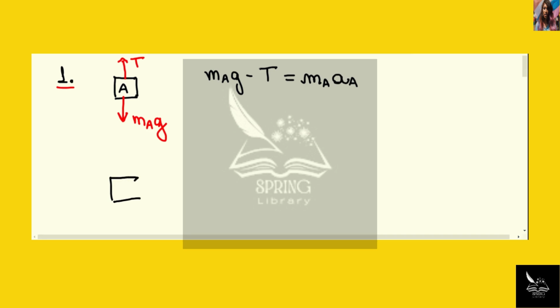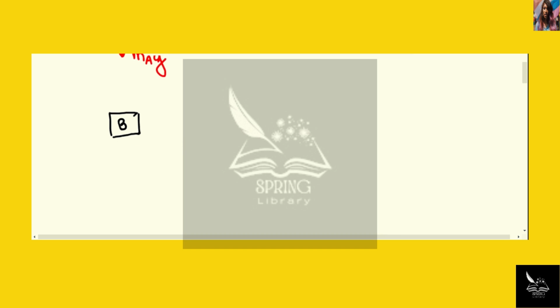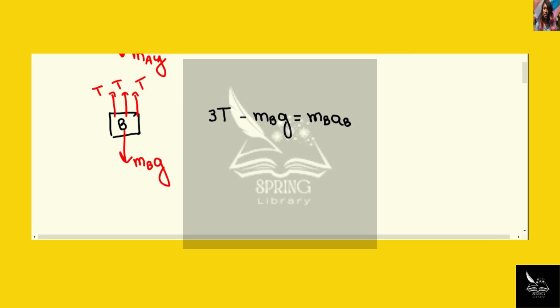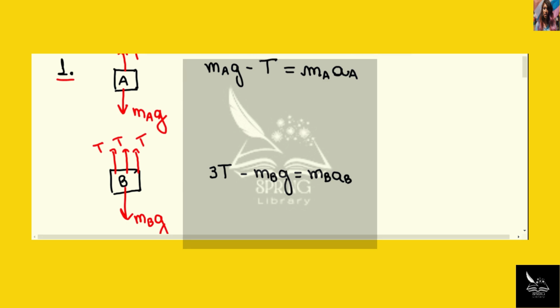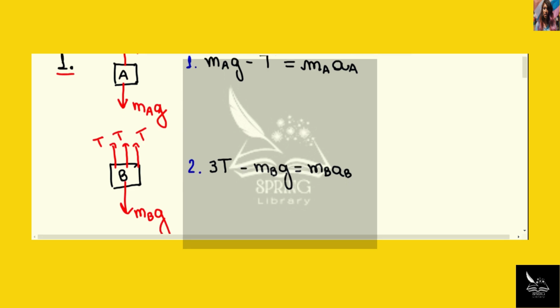Now, for block B, we also have the gravitational force pulling it down. So we have MBG, but we have 3 parts of the string pulling the block up. Since the tension is the same all along the string, we have 3 times the tension. So in the end, we have 3T minus MBG is equal to MBAB, because AB here is the acceleration of block B. So we have these 2 equations, which I'm going to call 1 and 2. I'm going to copy them down here.